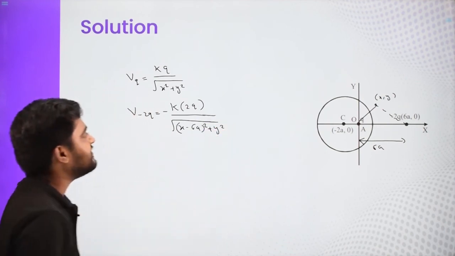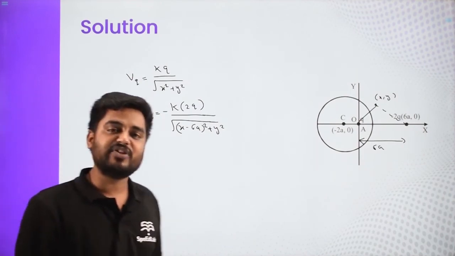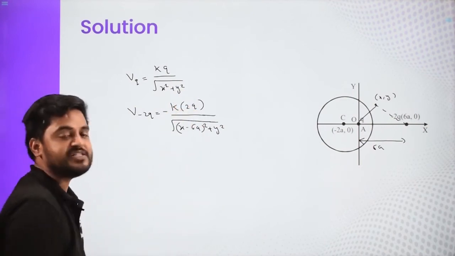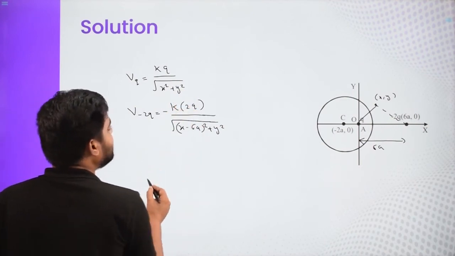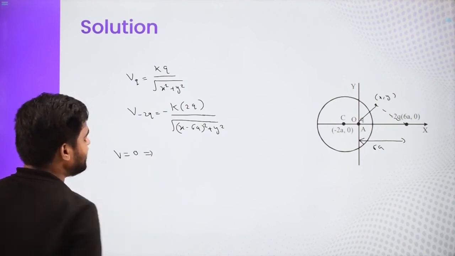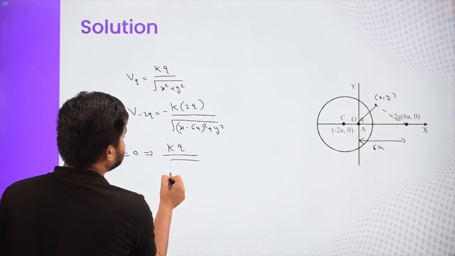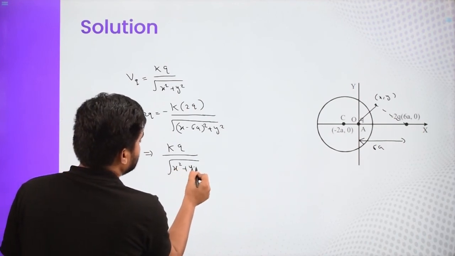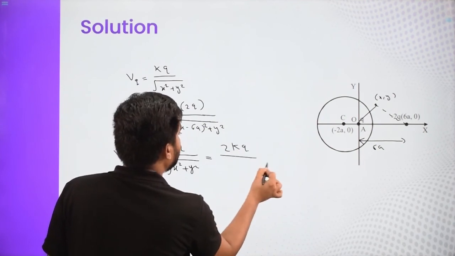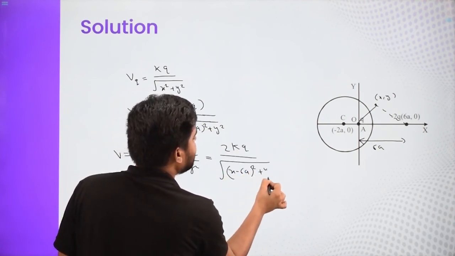One is a positive potential, the other is a negative potential. We simply add them with proper sign and say the total must be 0. So their magnitudes must be equal. I am just equating their magnitudes for V to be 0. So kq by root over x square plus y square is equal to 2kq by root over (x minus 6a) square plus y square.